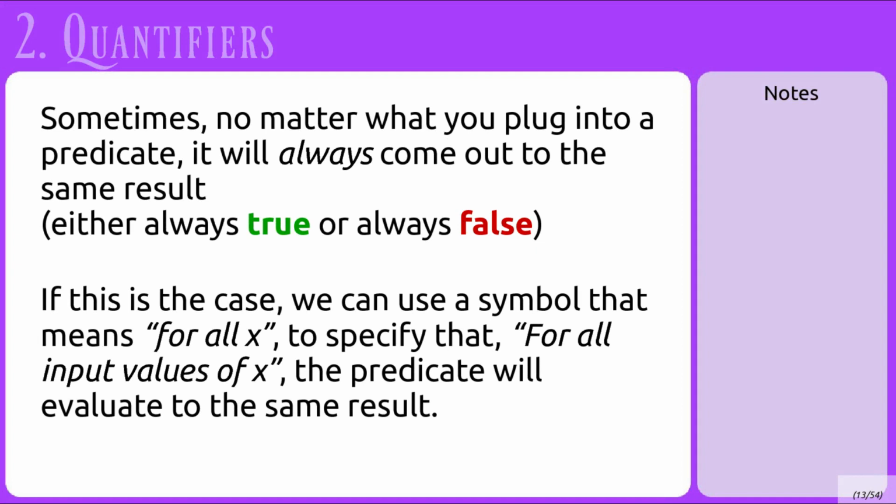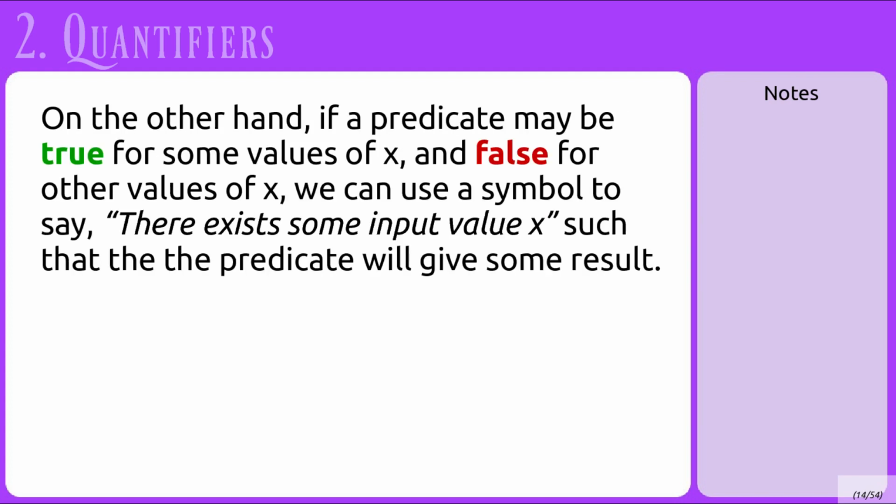Sometimes, no matter what you plug into a predicate, it will always come out to the same result, either always true or always false. If this is the case, we can use a symbol that means for all x to specify that for all input values of x, the predicate will evaluate to the same result. On the other hand, if a predicate may be true for some values of x and false for other values of x, we can use a symbol to say there exists some input value x such that the predicate will give some result.